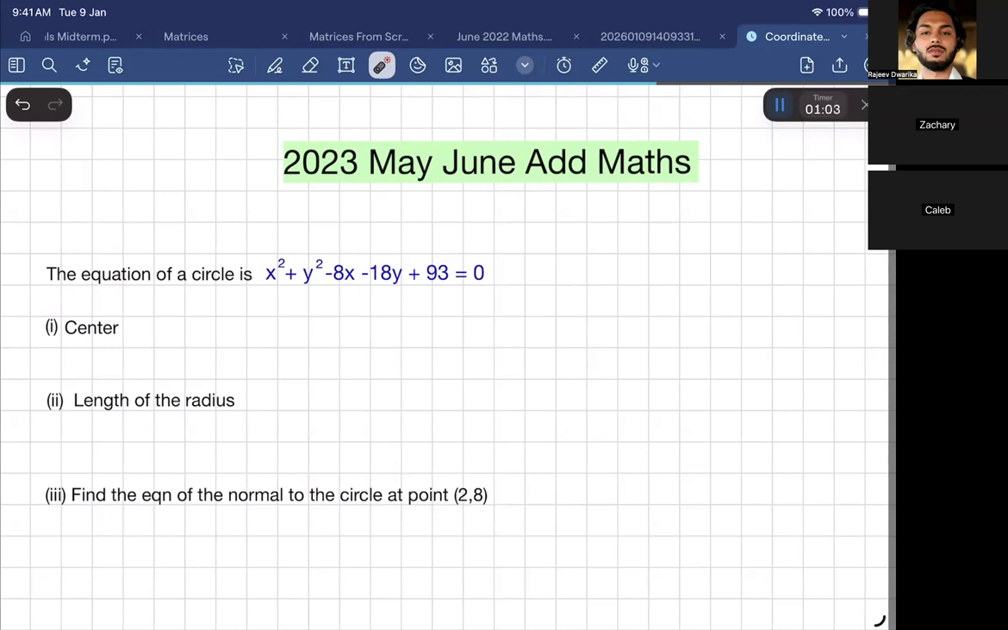I have 1 minute remaining. Anybody got the answer for part 1 and part 2 yet? Shadow in part 2. Part 2, okay. Caleb, how's everything going? Trying it, sir. Okay, okay.